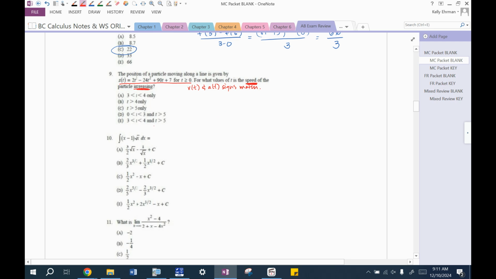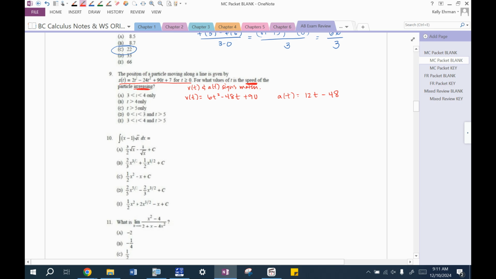They give us intervals to look at here too. So I can find v of t by taking this derivative. So this says 2t to the third. So this is going to be 6t squared minus 48t plus 90 plus 0. And then a of t is going to be 12t minus 48.